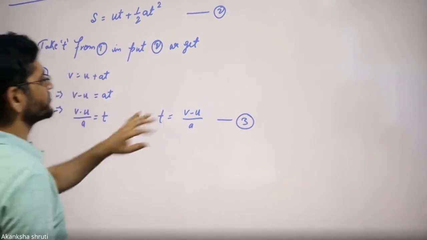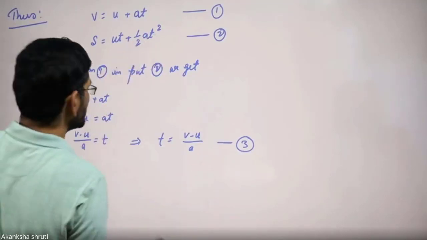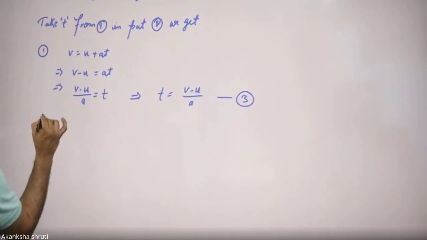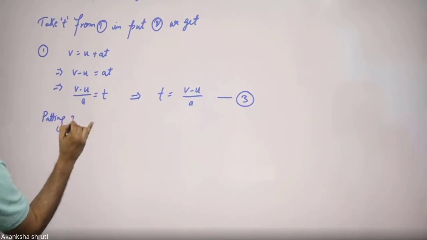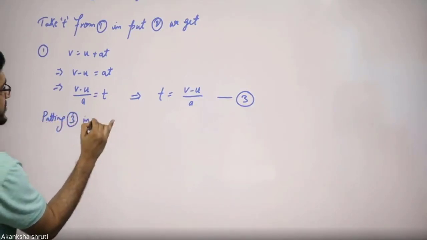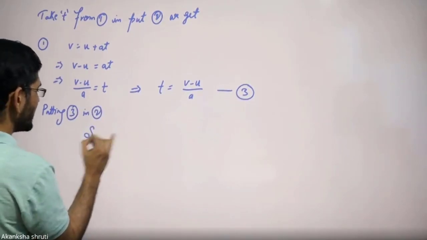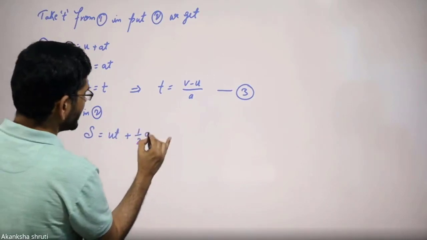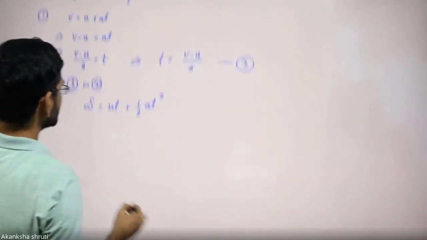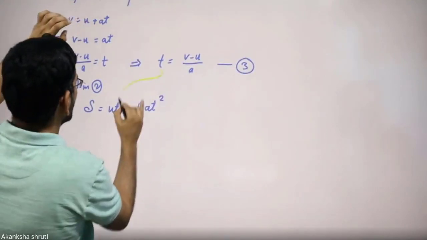It is just a rearranged form of equation 1. This 3 we are going to substitute in 2. Now we are putting this 3 in 2. What are we going to get? Students, we have just learned our S is UT plus half AT square. Students, in place of T, this T I am going to put here.